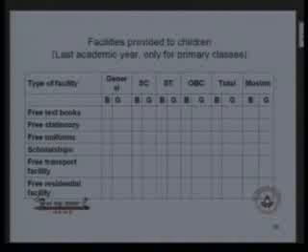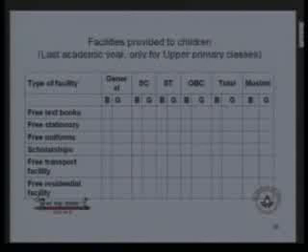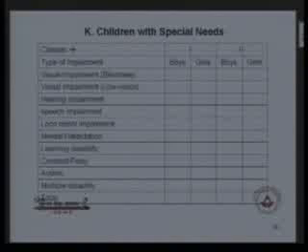Then we are asking facilities provided to children, incentives or facilities provided to children in the last academic year for primary classes only. This format is for primary classes only. A similar format is available for upper primary classes also. This is social category wise, gender wise, and type of facility wise.